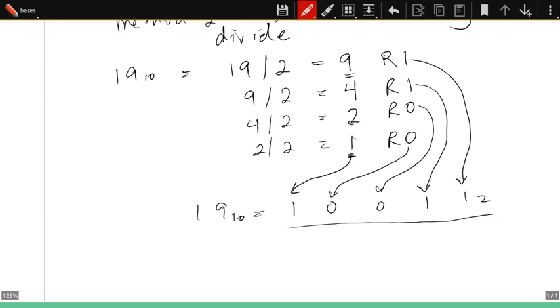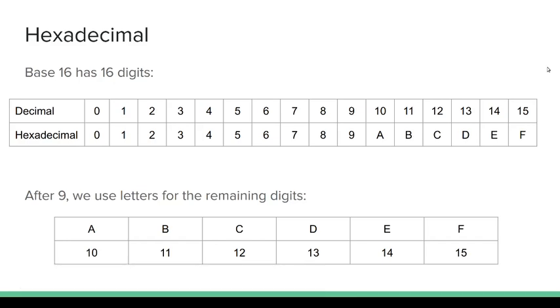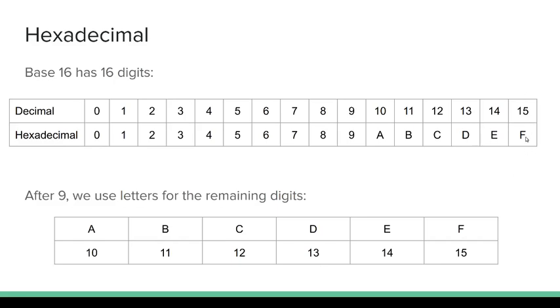So let's move on now, and we're going to talk about hexadecimal. Hexadecimal is base 16, and I'm sure you've heard of it before. So base 16 is interesting because it has 16 digits, and we're really only used to seeing 10 digits. So in hexadecimal, we start with 0 through 9, just like we do in base 10, but then we have to start using letters. So in hexadecimal, the decimal number 10 is represented by A, 11 is B, 12 is C, 13 is D, and 14 is E, 15 is F.